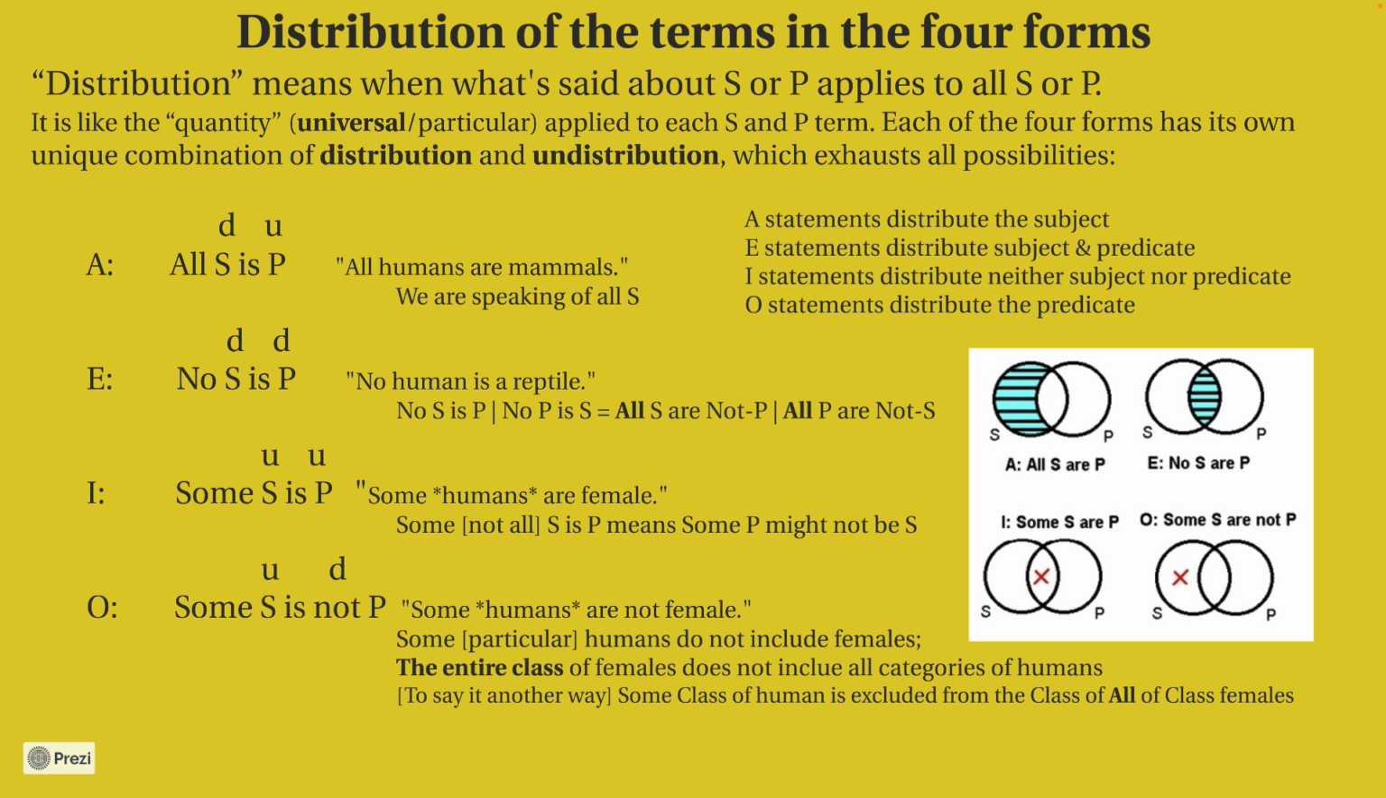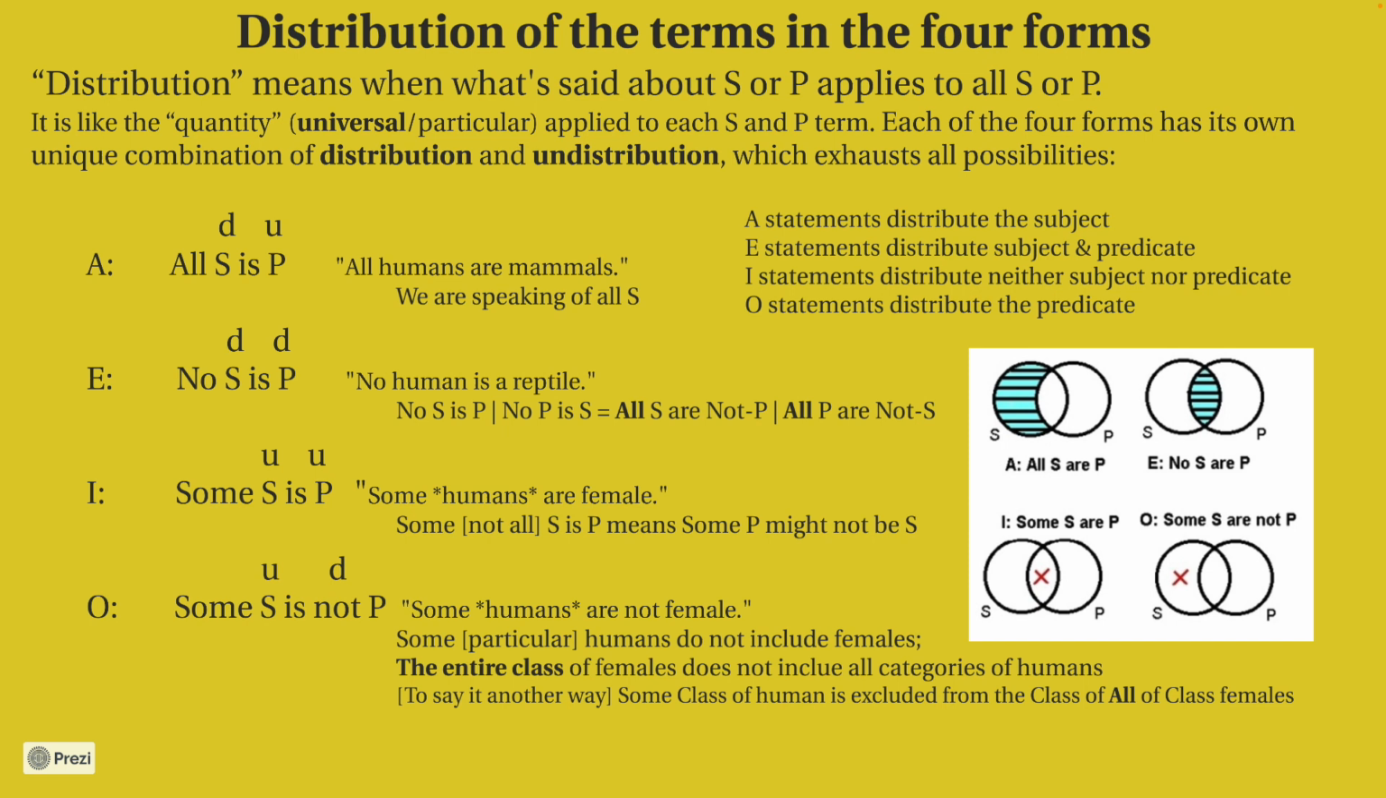In the proposition, no S is P, for example, no human is a reptile, we have distributed both S and P. This one is a little more difficult to see at first, perhaps. To say no S is P, is the same thing as saying no P is S, which is also the same as saying all S are not P and all P are not S.